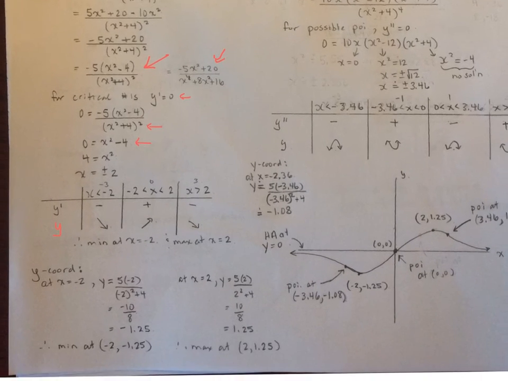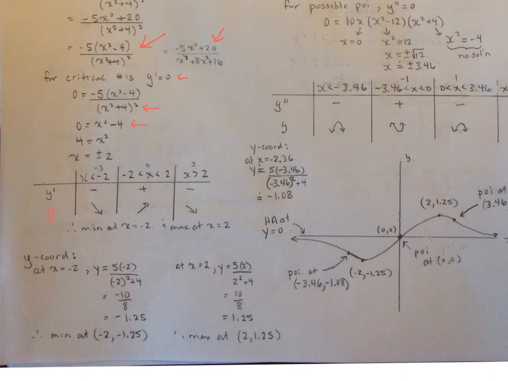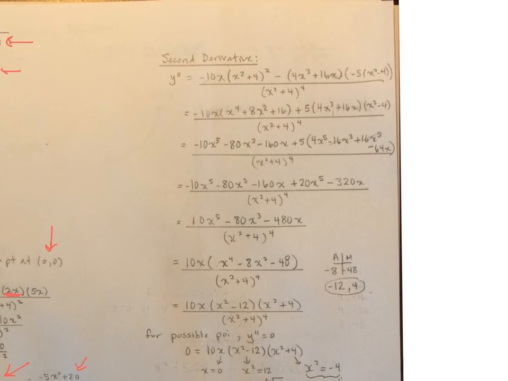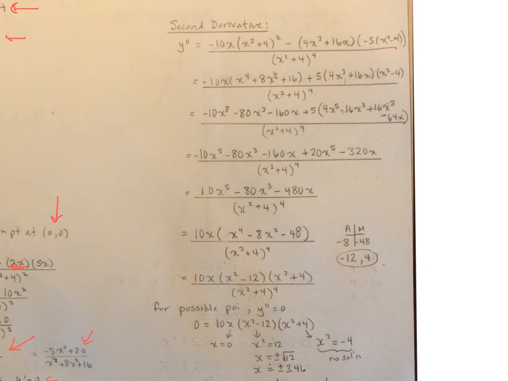I've also calculated my y coordinates here. So you can take a look at the y coordinates. That will help me plot these points here and here on my graph. Plus I already have my y-intercept and x-intercept at (0, 0). All right, looking at the second derivative now. So I used the form down here. The derivative of the top was the minus 10x times the bottom minus the derivative of the bottom times the top all over the bottom squared.